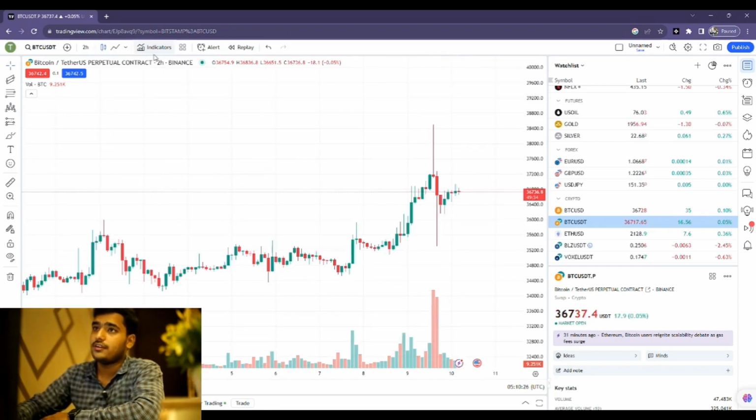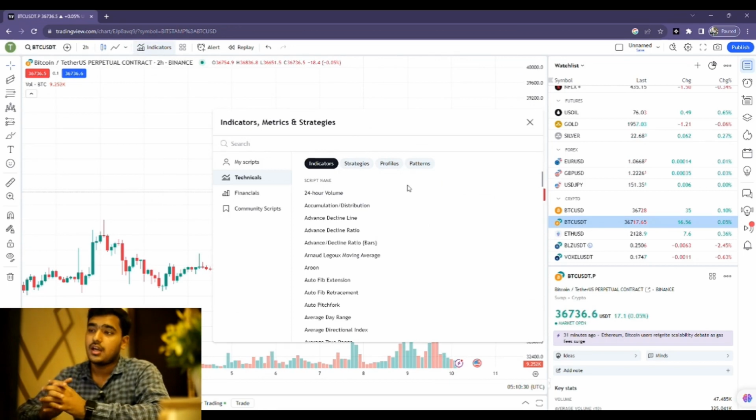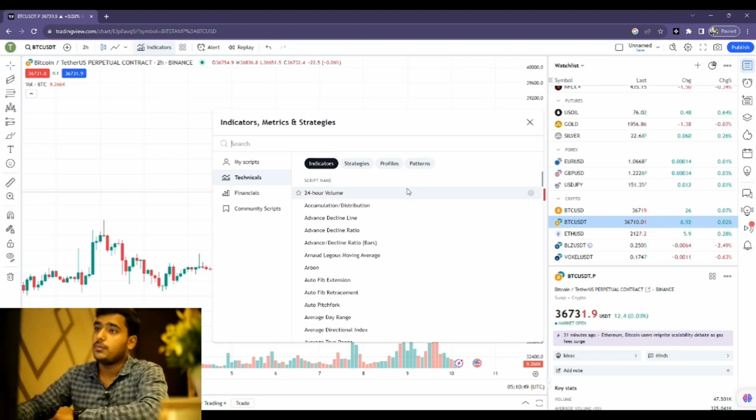On the right side, we have indicators. Now, indicators are basically presets. They are actually coded by different people, and they actually give you more advanced data on your crypto chart, and it will be really easy for you to analyze the market.